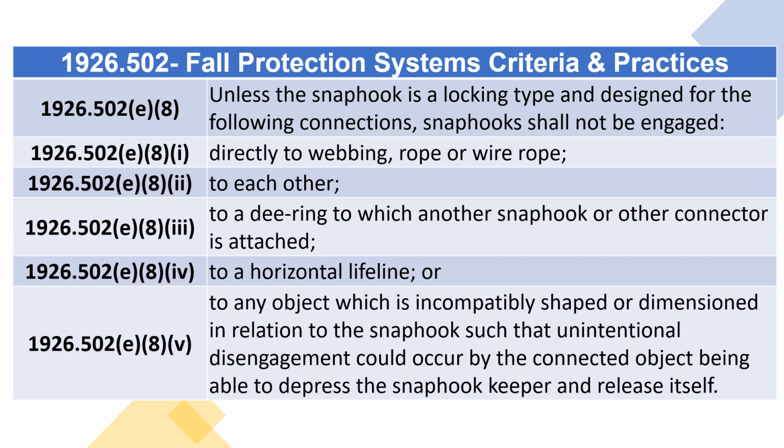1926.502(e)(8) Unless the snaphook is a locking type and designed for the following connections, snaphooks shall not be engaged: (i) through (v) directly to webbing, rope or wire rope, to each other, to a D-ring to which another snaphook or other connector is attached, to a horizontal lifeline, or to any object which is incompatibly shaped or dimensioned in relation to the snaphook, such that unintentional disengagement could occur by the connected object being able to depress the snaphook keeper and release itself.